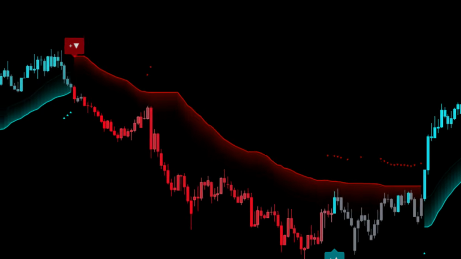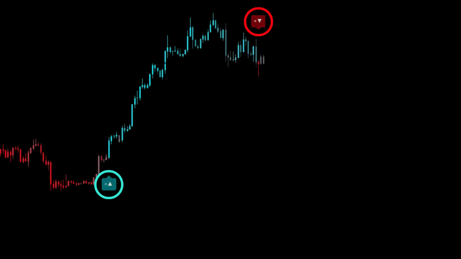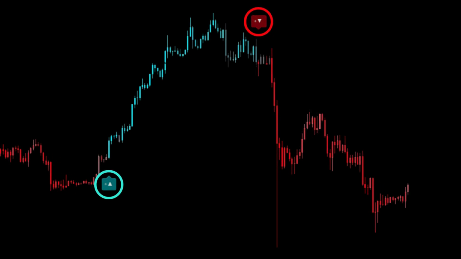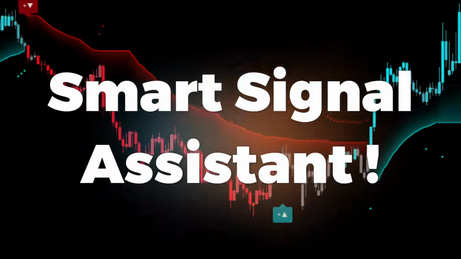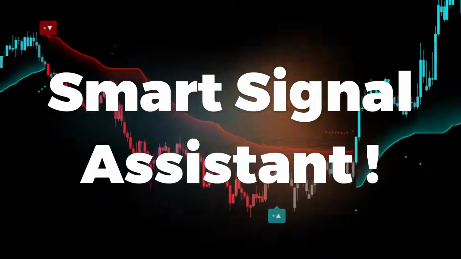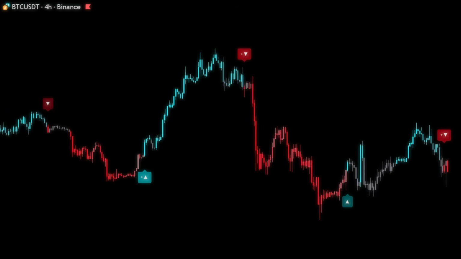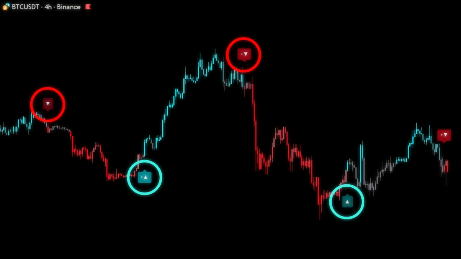This indicator I'm about to show you gives you a clear buy and eventually a clear sell, simple and right on point. It is called the Smart Signal Assistant from Algo Alpha, who are actually collaborators for this video. Just look at how it performs on Bitcoin 4-hour chart. Each signal landing almost right at the turning points. No noise, just pure signals.